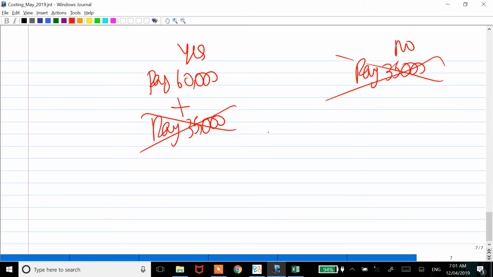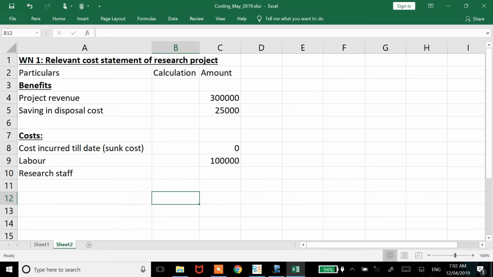So my understanding is they will work for 1 year, I pay them 60,000. After that, I'll tell them to go out. That time I'll pay them another 35,000. This is the yes scenario. In the no scenario, my understanding is I'll tell them to go out immediately and I'll pay 35,000. 95 minus 35, 60,000 becomes the relevant cost. Relevant costing is nothing beyond this yes or no analysis. If you are able to think through the transaction properly on the yes and no side, you will get to the answer.